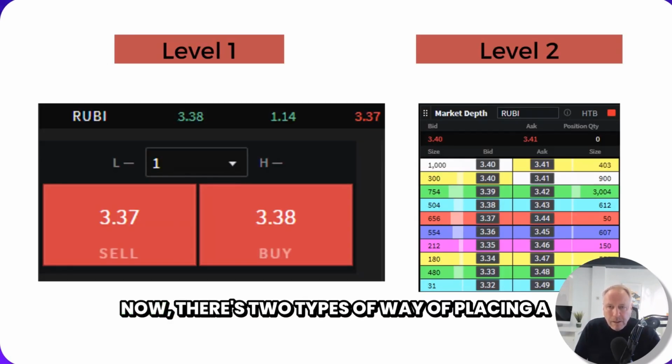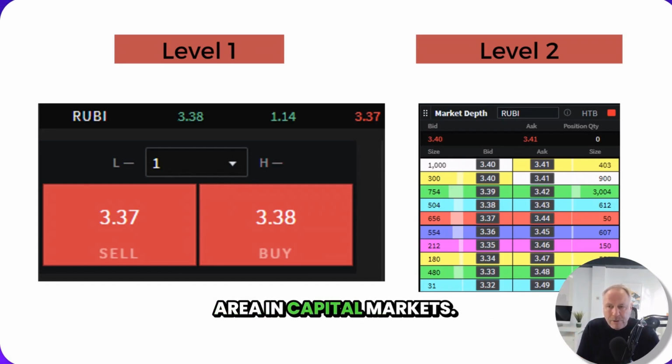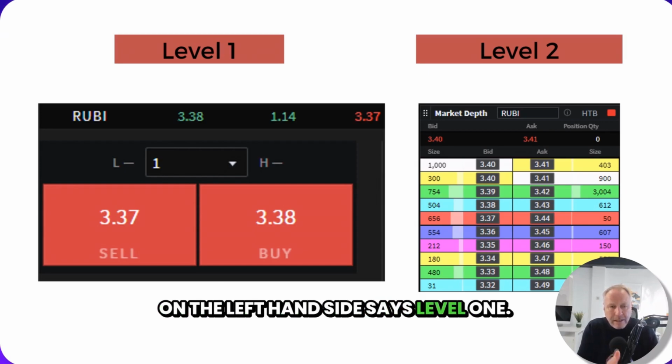Now, there's 2 types of way of placing a trade here. There's 2 sections to the order area in Capital Markets. On the left-hand side it says level 1.